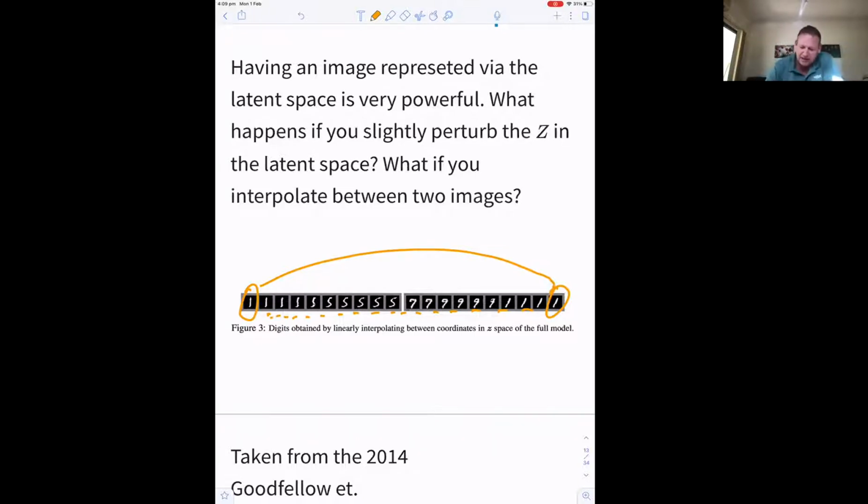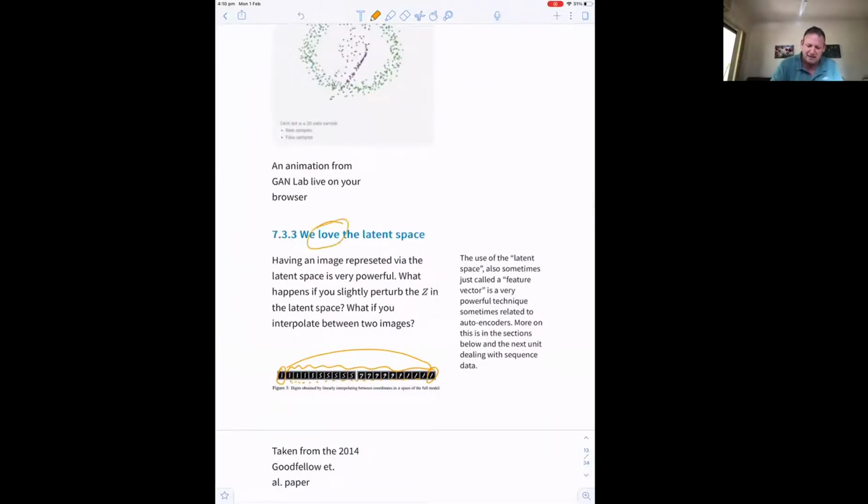Good. All right. Keep in mind, this does not happen with images. If you take two images and do linear interpolation in pixel space between them, you're going to get garbage. It's not going to look like that. So this is the love that we're giving the latent space. This latent space is kind of a feature space.